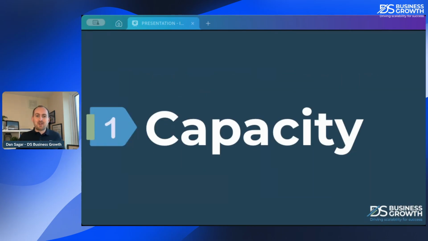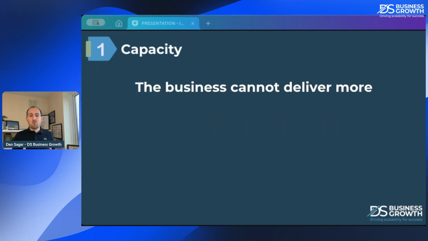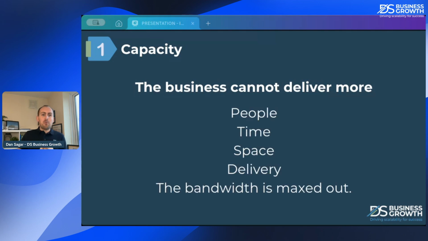We're going to get straight into this with our first constraint: capacity. This is essentially where the business, as much as it might want to, and as much as you might want to as the business owner, cannot deliver more. Your people, your time, your space, the delivery, the amount of stuff that you can get out there, whether physically or as a service, the bandwidth of all of these, or at least one of these, is absolutely maxed out. You literally can't deliver any more because your people, all your staff, your team, if you have one, or perhaps just you, if it's you on your own, can't deliver any more. If you've got a bunch of new customers tomorrow, you wouldn't know what to do with them.